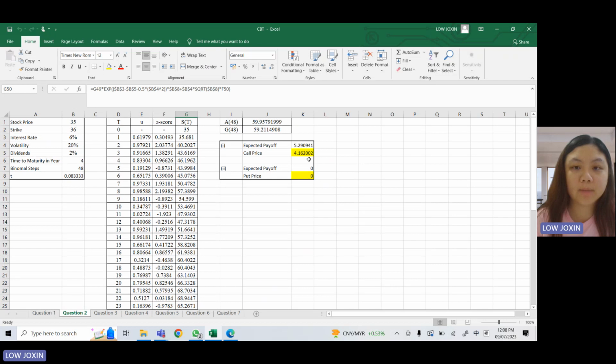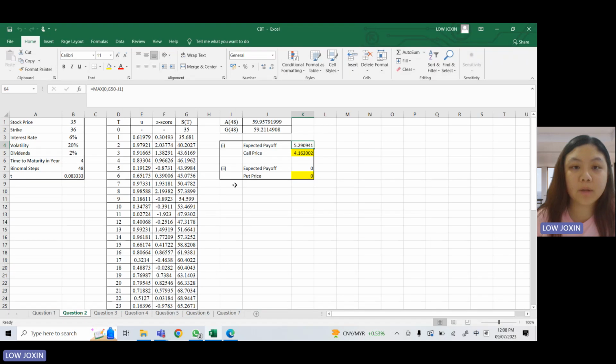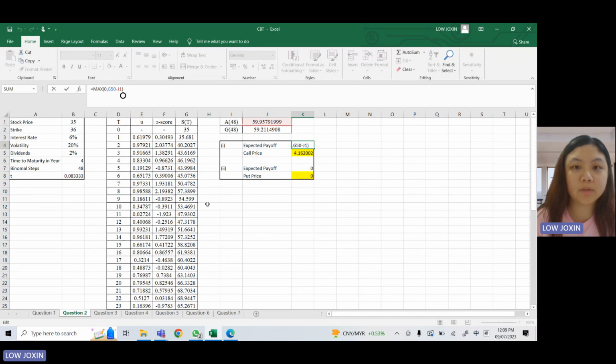So we will use this as our strike price, and at time 48 months, our simulated stock price is 65.2489. So our expected payoff will be, since this is a call, S_T minus K. So our expected S_T will be the S48, which is the stock price at time 48, minus our strike price, which is the arithmetic average. So this is our expected payoff, 5.290941. And then our call price will be the expected payoff discounted to time 0.